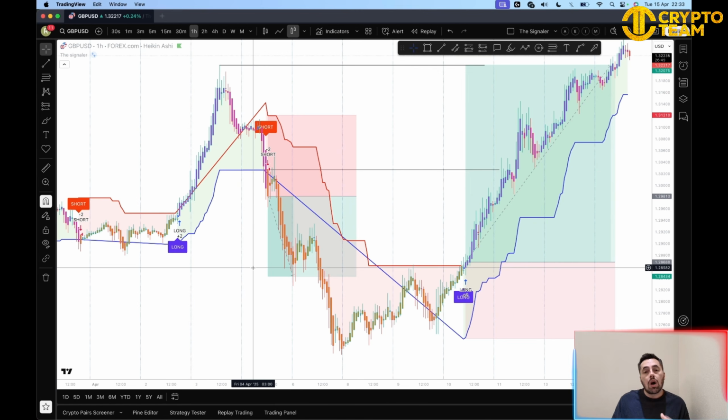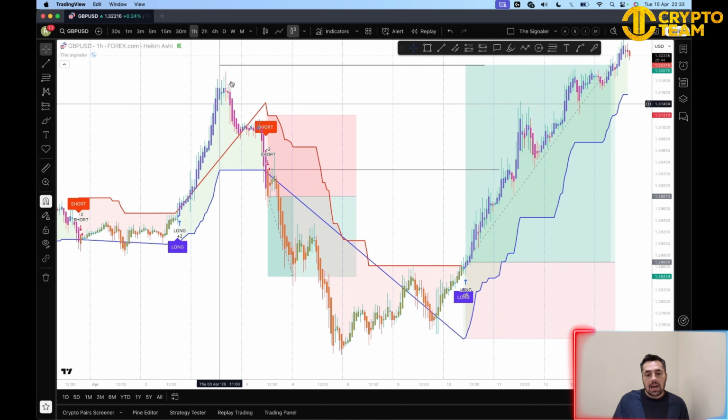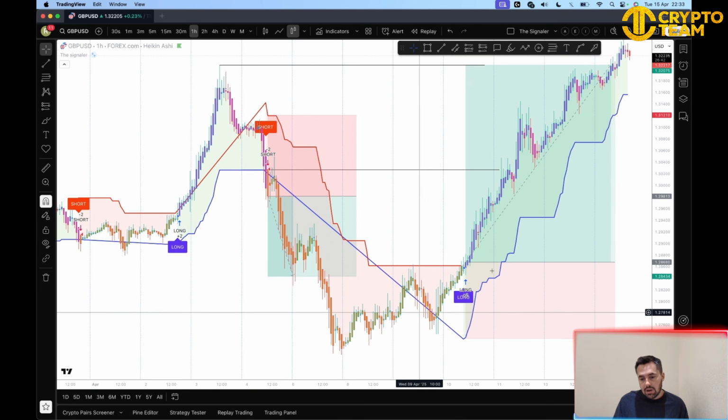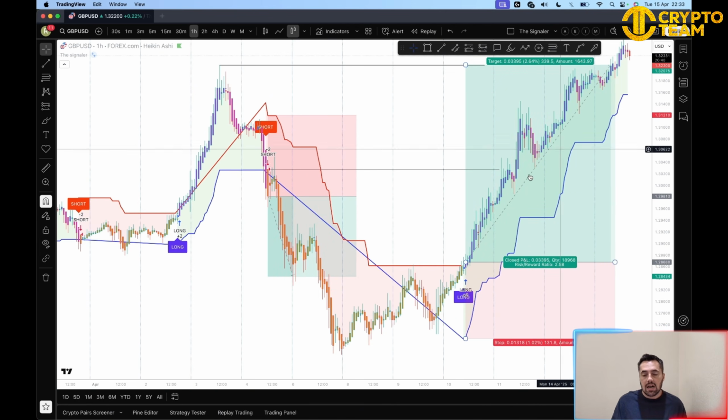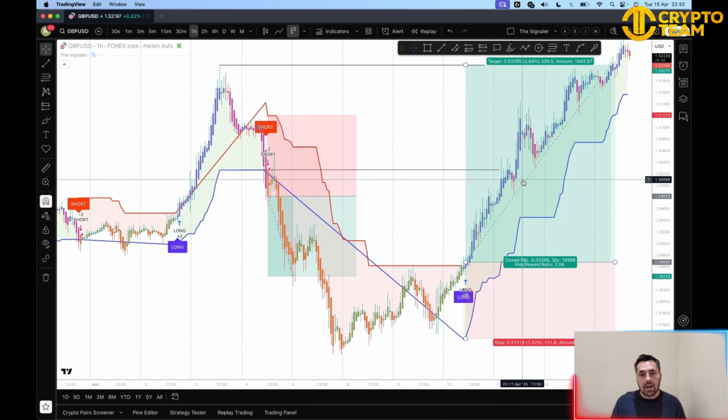This indicator works best in a volatile market. You can see here that the price was moving up, and you can see here that the price shot back down, and then again, the price moved back up. This is a volatile market.